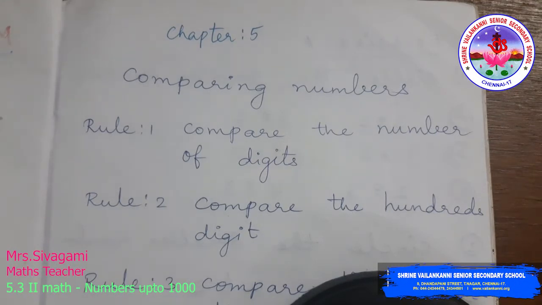Yes, we have already seen this in chapter 1. We are going to see it for numbers from 201 to 1000, bigger numbers, but the same concept. So if you want, you can see those videos also. It'll be easy for you.